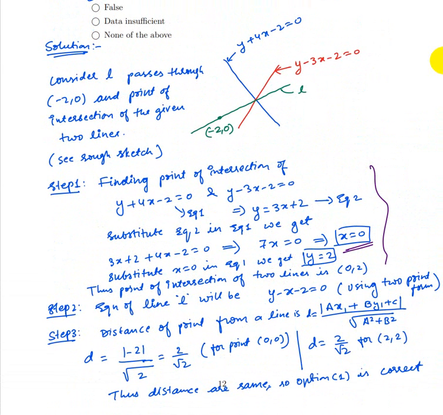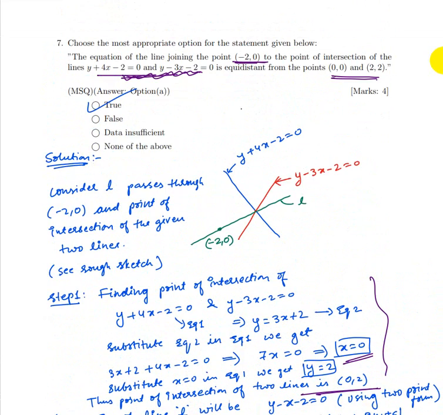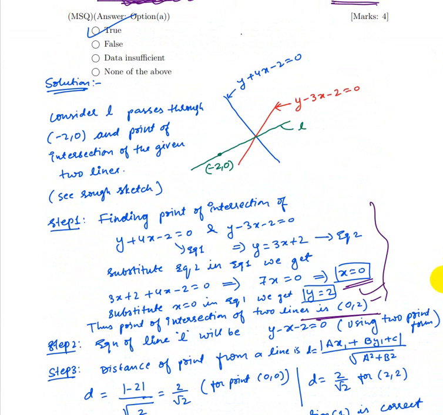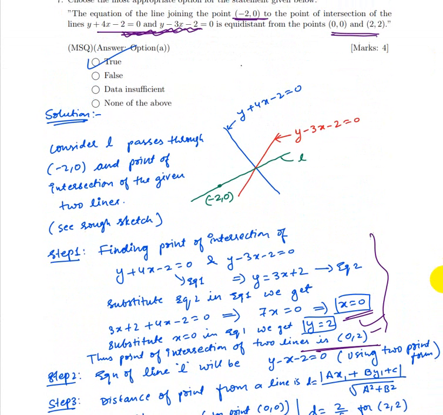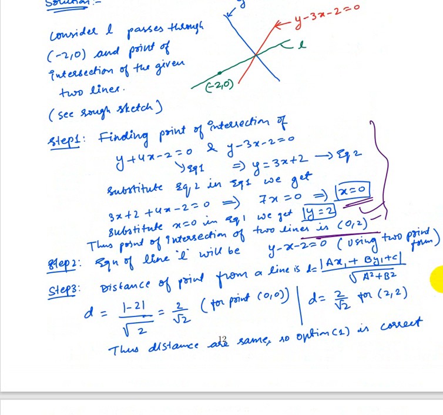So x is equal to 0, so the point of intersection of these two lines is 0, 2, and you know how to solve these two equations, how to solve linear equations in two variables, either by elimination or by substitution. So we have found this, and the equation of line L. What is the line? The line which we need to get was passing through this point and the point of intersection of these.